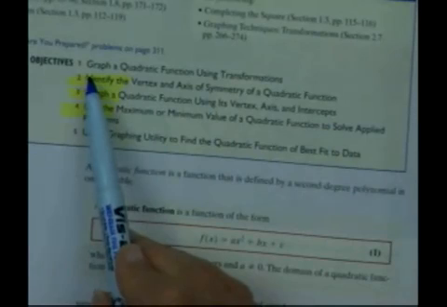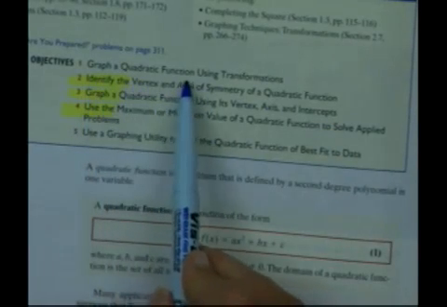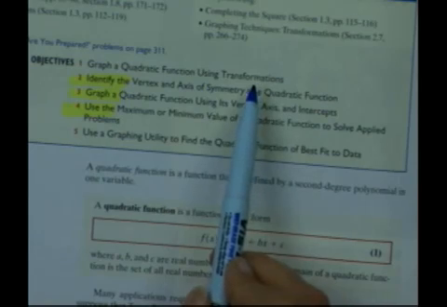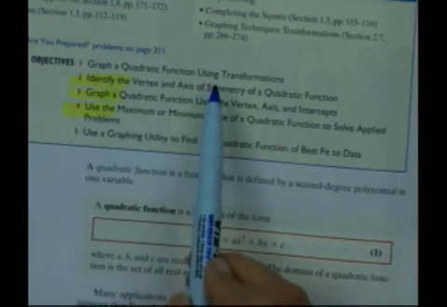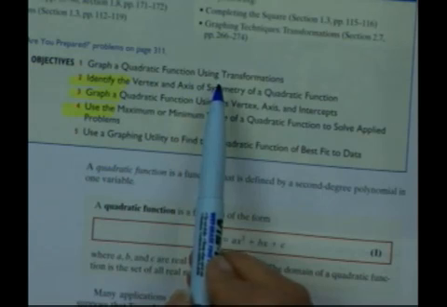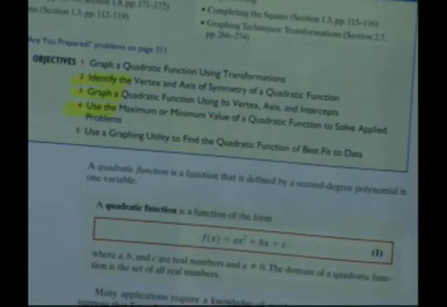All right, if you look at the sheet that I gave you that indicated the sections, you're going to have objective 2, 3, and 4. Now you're going to go, well, why are you skipping objective 1, which is graph a quadratic function using transformations? We really haven't skipped objective 1. We did objective 1 when we were doing our transformations.